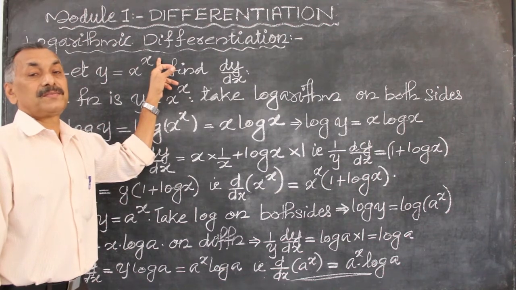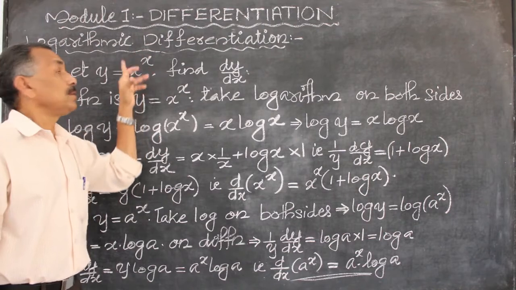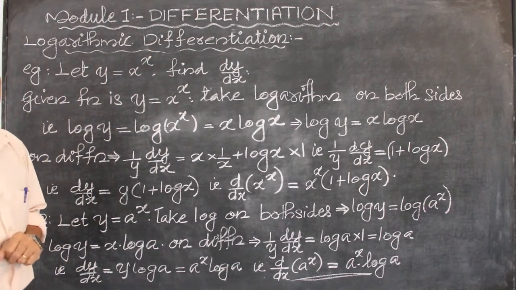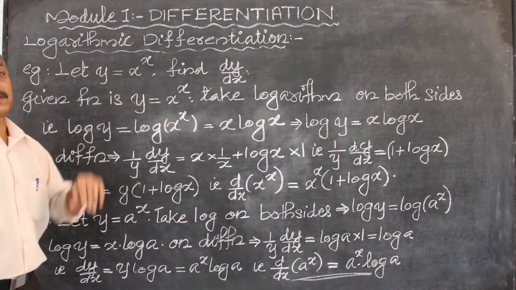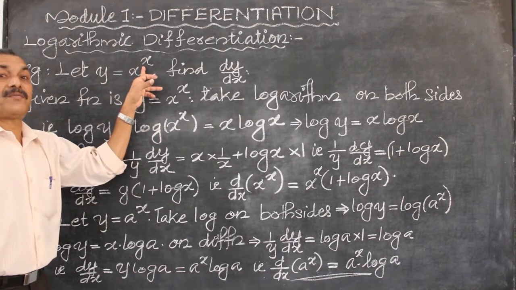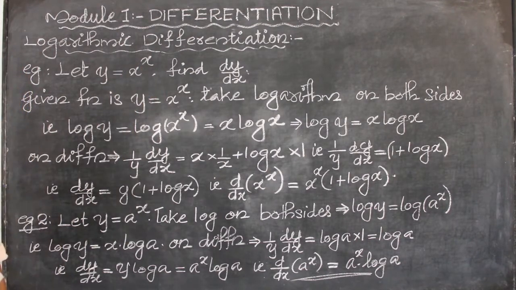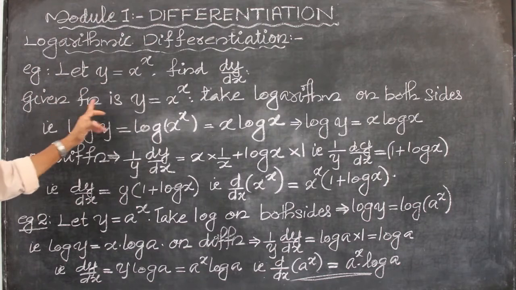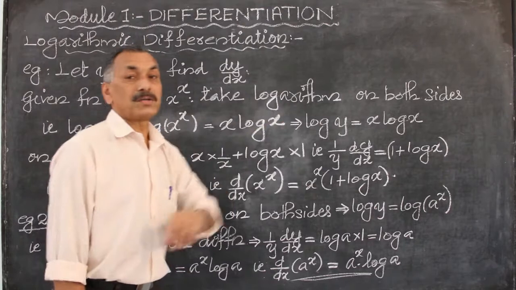Logarithmic derivatives. The derivative of x raised to n is n x raised to n minus 1, where n is a real number. With x raised to x, the exponent is again a variable, a function of x, like x raised to sin x. Then, what is logarithmic differentiation? We consider logarithm on both sides. The given function is y is equal to x raised to x. Take logarithm on both sides.